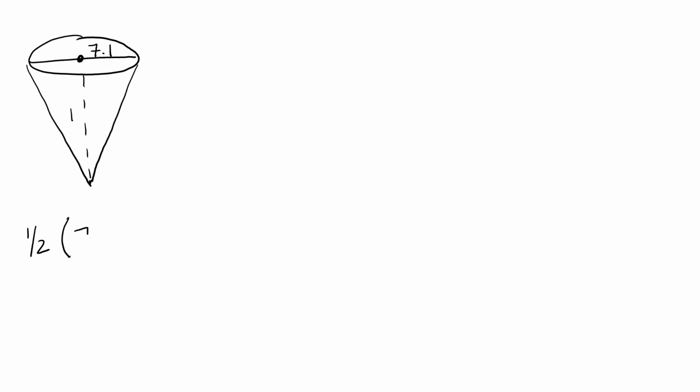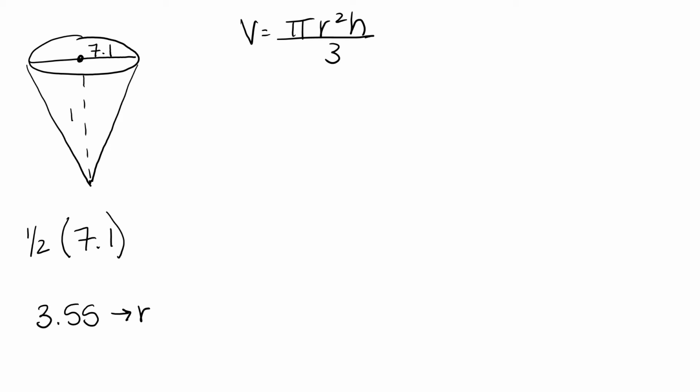For our second problem, we have a cone, and the cone has a diameter of 7.1. And the cone also has a height of 1. So we're first going to take half of the diameter because we only want the radius. Half of 7.1 is 3.55. We're going to use our formula, pi r squared h divided by 3. Plugging in our radius that we found, 3.55, and our height, 1.